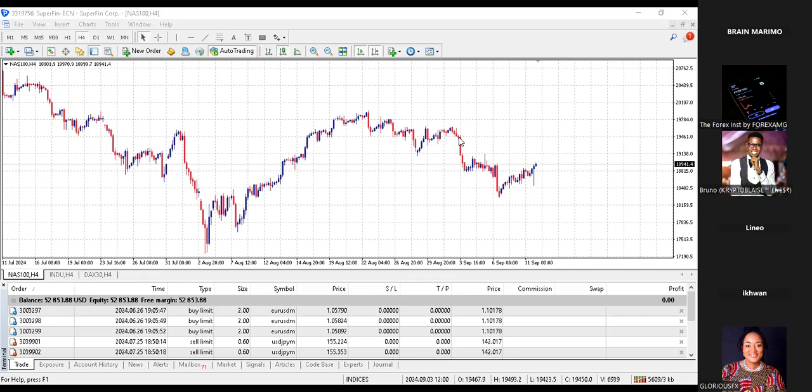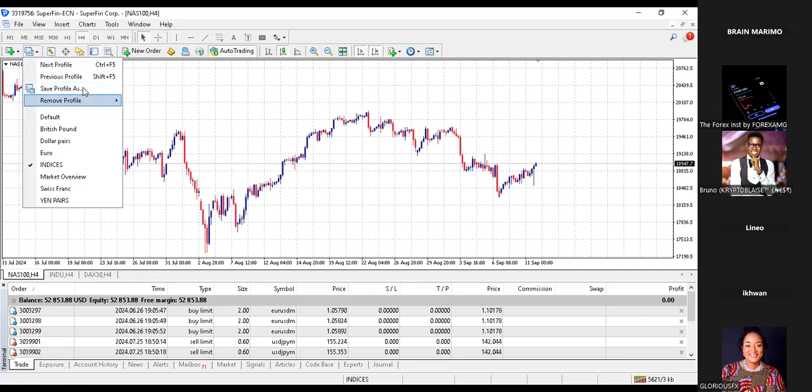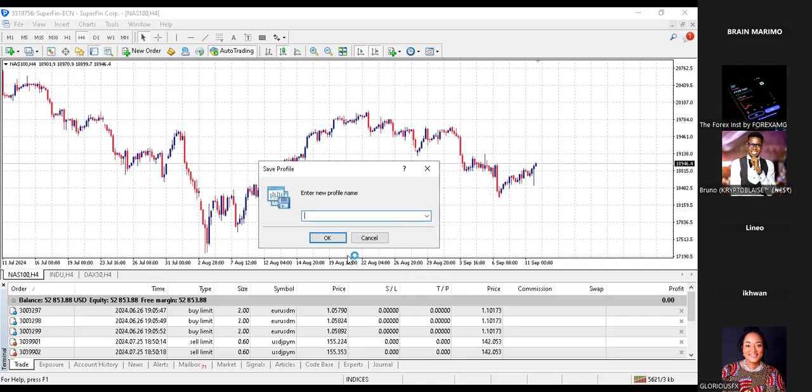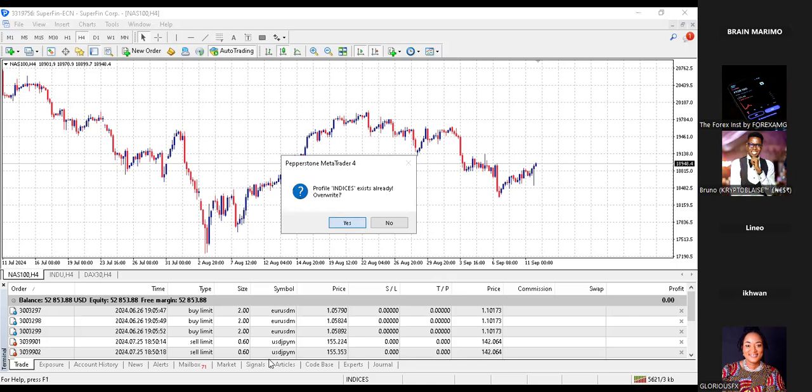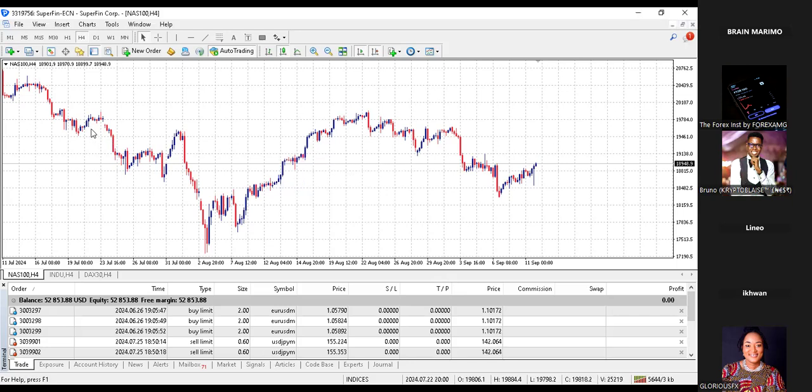So I want to see everything on one profile. Does that make sense? So this would be my profile. Save profile. Let's do this because I've got indices already. So I would save it as indices. Save. Replace it. Right. And then for my yen pairs, USD JPY, Euro JPY, CAD JPY, AUD JPY, GBP JPY, CHF JPY. I don't think I've missed any.